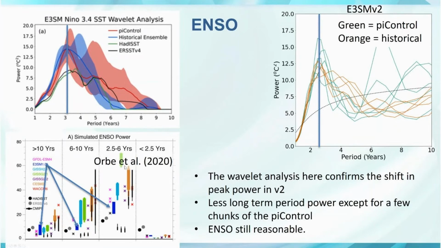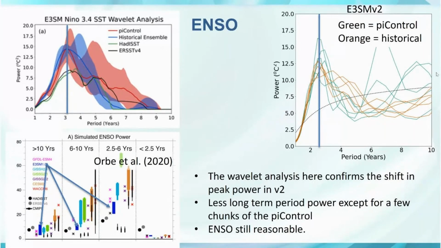And to compare with V1, I've also included some comparisons to other models from this paper by Clara Orb. The blue bars here that I'm pointing to are the E3SM results in various frequency bands. And we do really quite well in V1. These black and gray dots here are 2 observational products. And so our spectrum in V1 is actually quite nice. And we've lost, again, some variability, but it still looks pretty good.